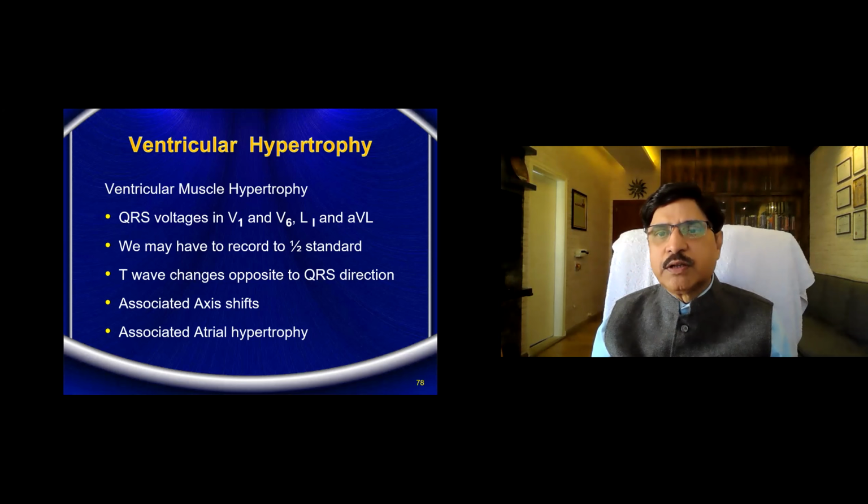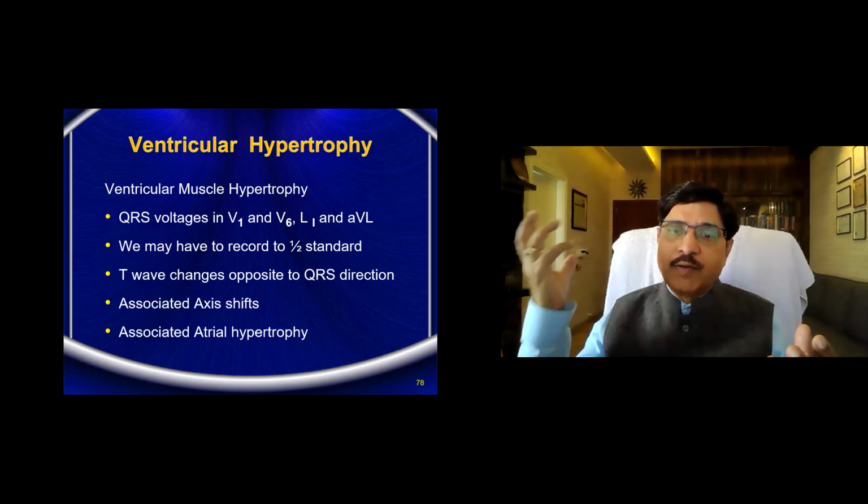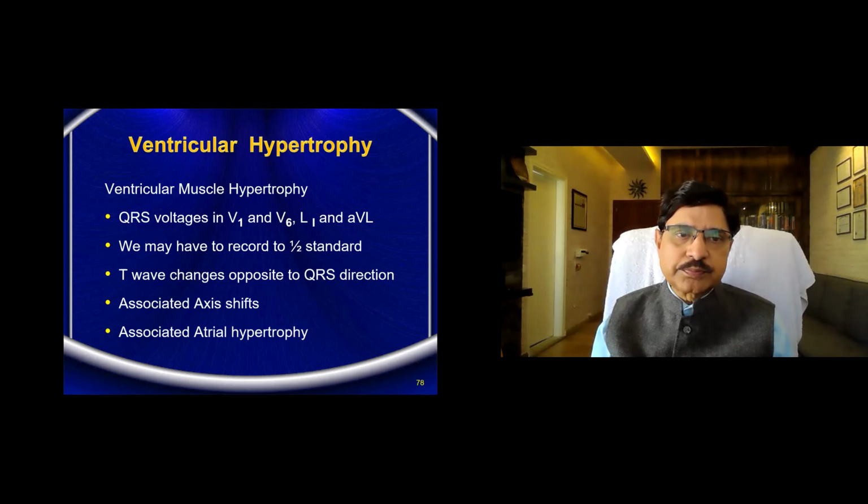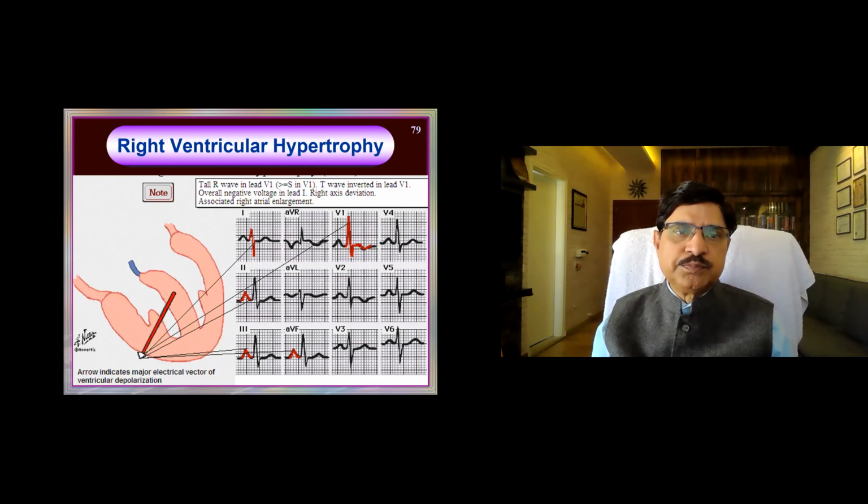In mitral stenosis, there will be right ventricular enlargement and left atrial enlargement also. Associated atrial enlargement. Now you see, right ventricular hypertrophy. Right ventricular muscle is much thicker than the left ventricular muscle. Normally it is the other way around.